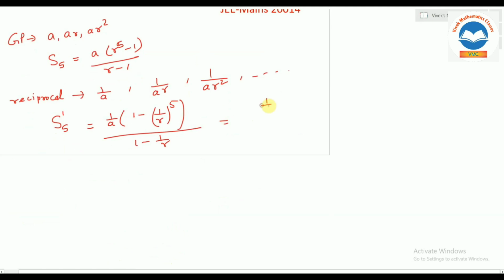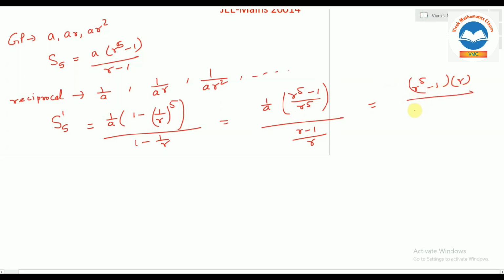So what are we getting here? We are getting 1 by a, and if you take the LCM here, it will be r to the power 5. We will get r to the power 5 minus 1 divided by r minus 1, and here divided by r. So what will you get here? You will get r to the power 5 minus 1 into r divided by a into r to the power 5 into r minus 1. This we are getting as S5 dash.